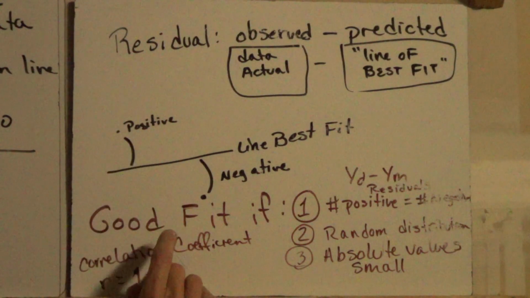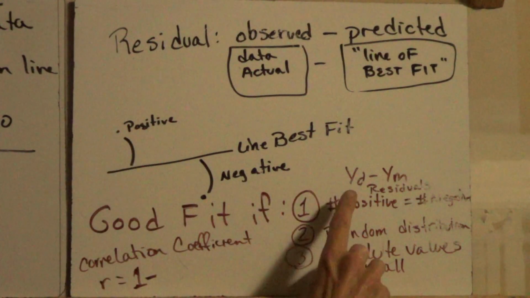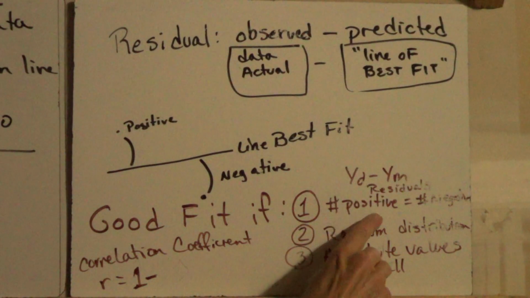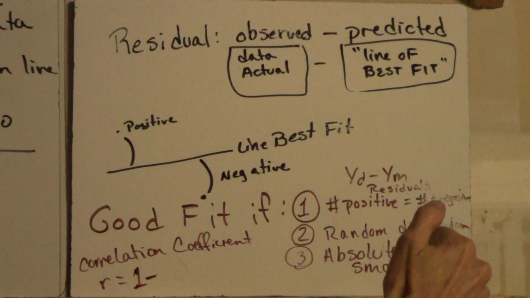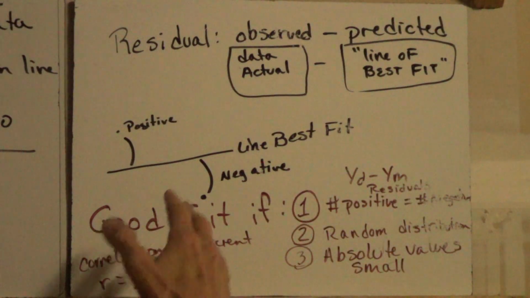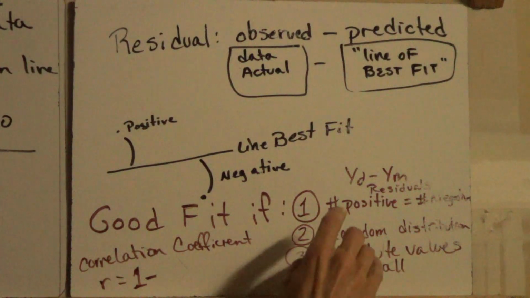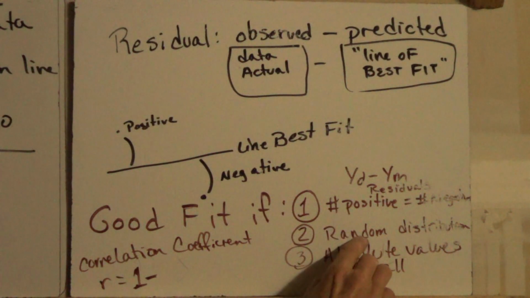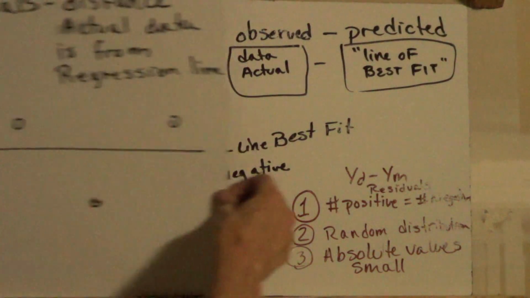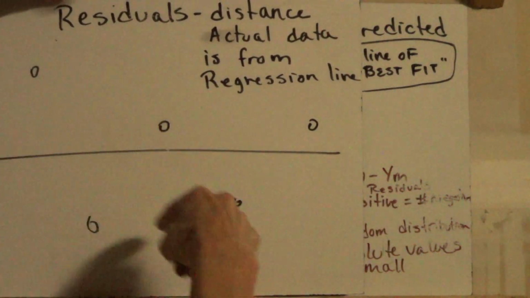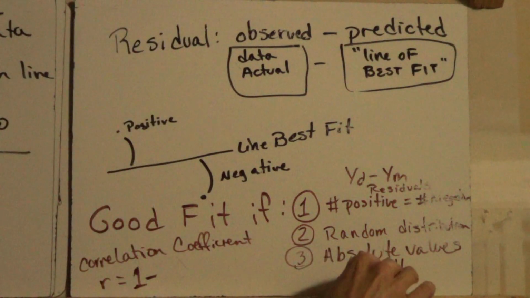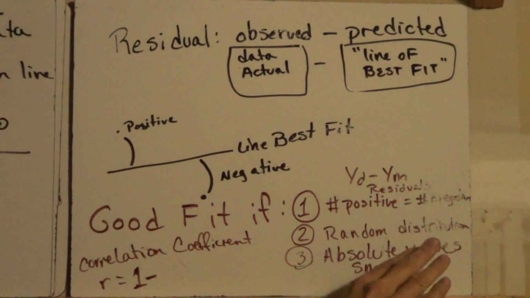Now, it's a good fit if your residuals are kind of a complete match of positive and negative. You've got about the same number of positive residuals as negative residuals, just a random distribution across this line, and if the absolute values of the residuals are very small.